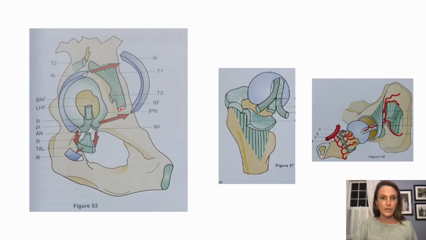In this picture, we are looking at the T1, 2, and 3. So these are different bundles or different origins of the rectus femoris. And specifically T3 is going to join the anterior hip capsule. And why is this important clinically?